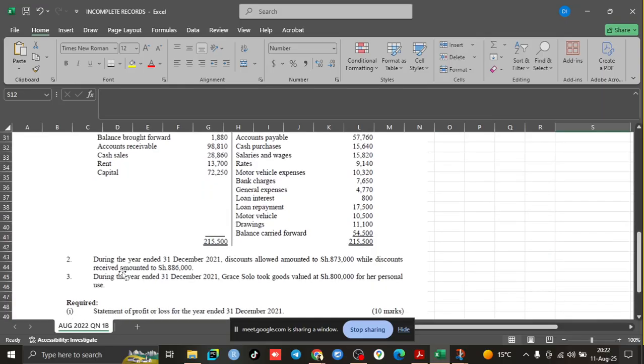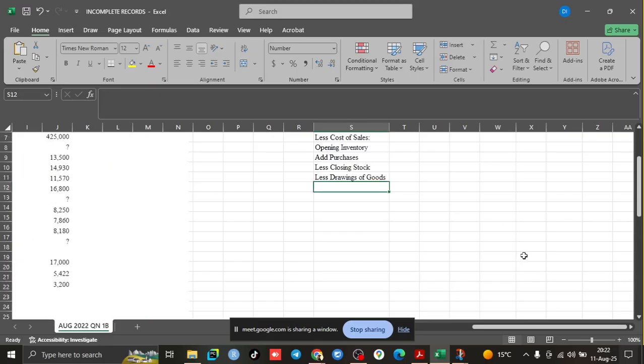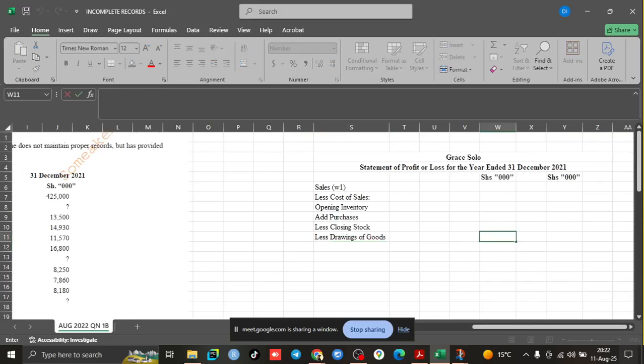But here, note number 3. During the year ended at 1st December 2021, Grace Solo took goods valued at 800,000 for her personal use. So ukidraw goods for your personal use, hiyo ni drawings. 800,000. I think pia niko na opening inventory. Naweza pata opening inventory. Purchases pia niite working too because hatuna purchases.